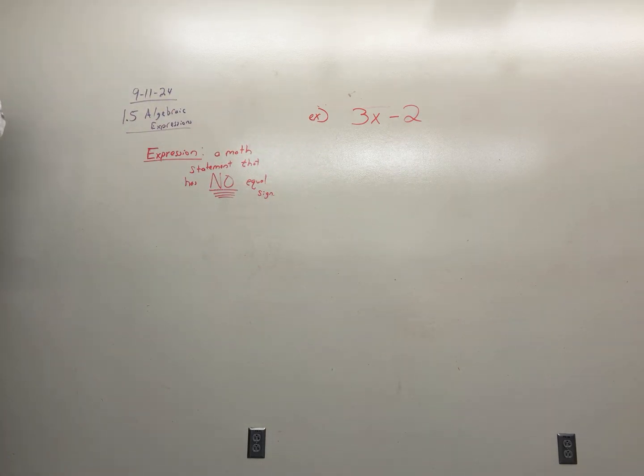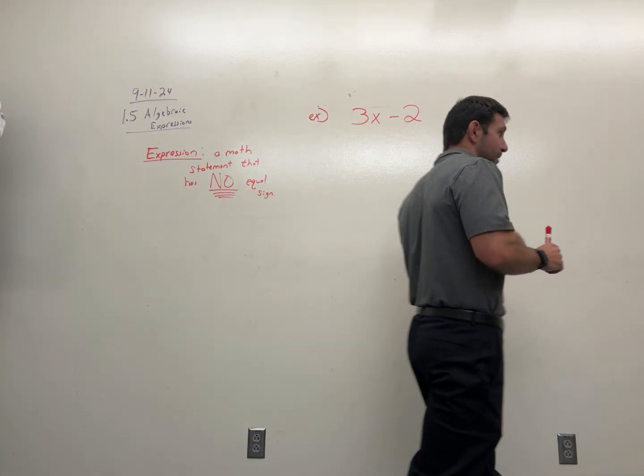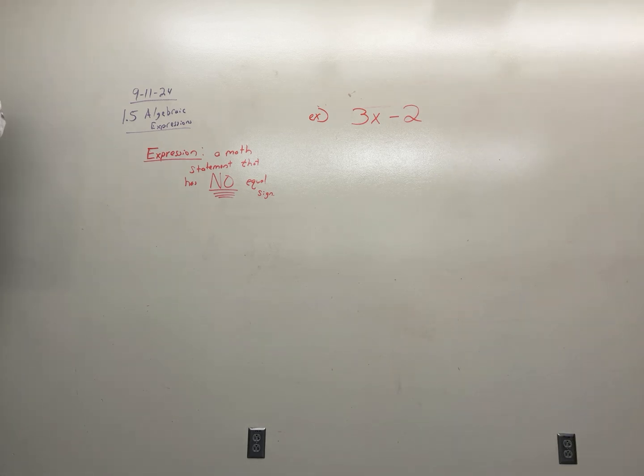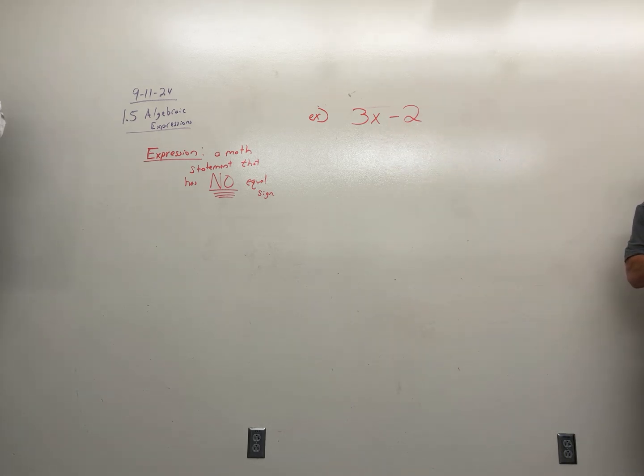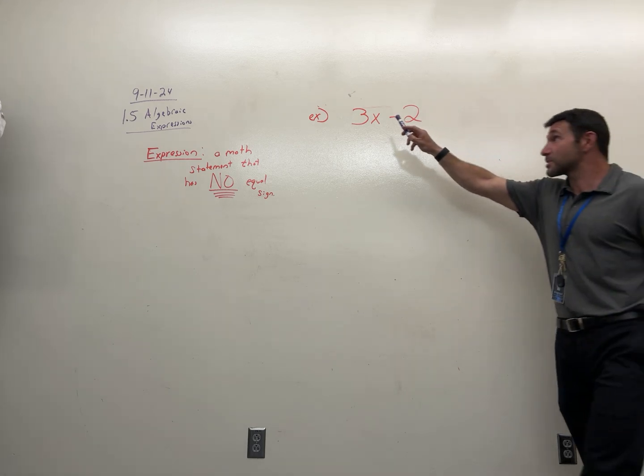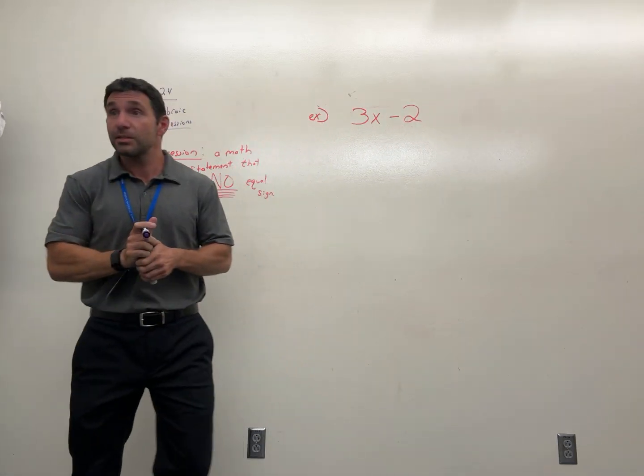This is an expression because there is no equal sign. How mathematically would I read this? Using mathematical terminology, how could I read that? It tells me exactly what to do with all. Can somebody try to read that to me? 3x minus 2. Okay. What does this mean though? What's 3x? Multiply. So really this is 3 multiplied by x minus 2.